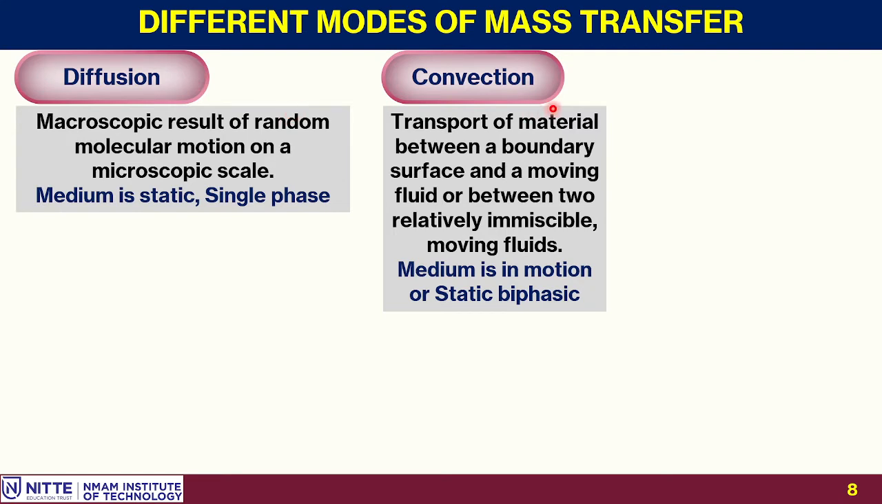If you consider convection, it is transport of material between a boundary surface and a moving fluid, or between two relatively immovable fluids, or static fluids, in fact. The best example is extraction or leaching, where you have two phases. Across the two phases, the transport of molecules takes place, or you have a moving component in which a particular chemical component is added and it is being carried away.